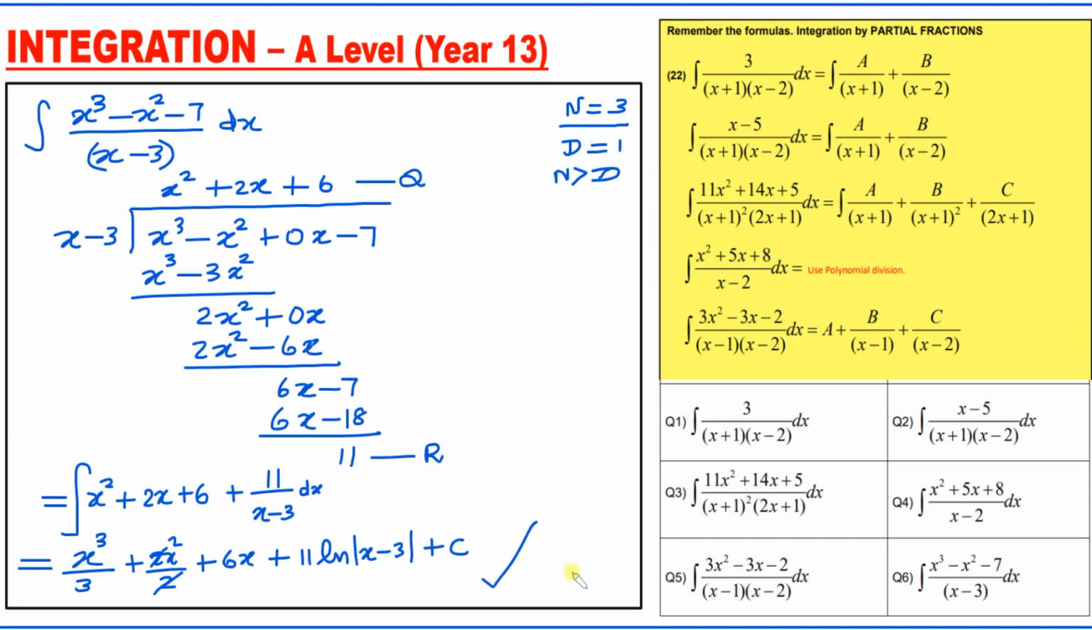So that is the end of the tutorial. We used the partial fraction technique to solve and do this integration, and we have one more tutorial left, which is called integration by parts. That is the last one and the important one.